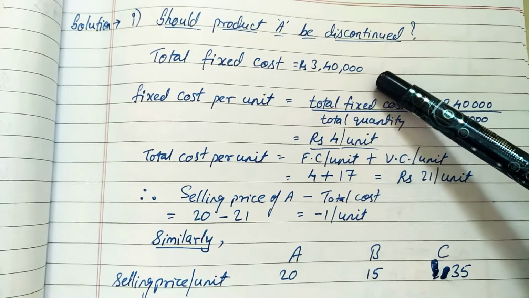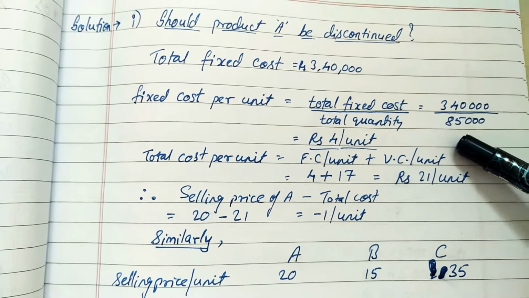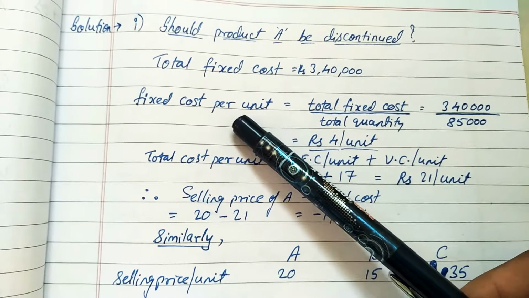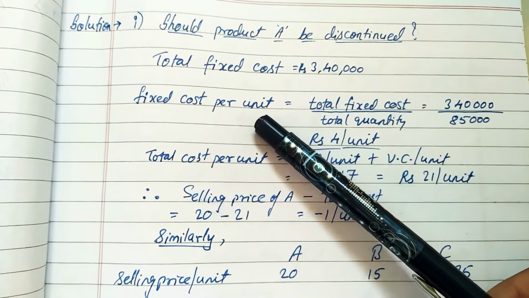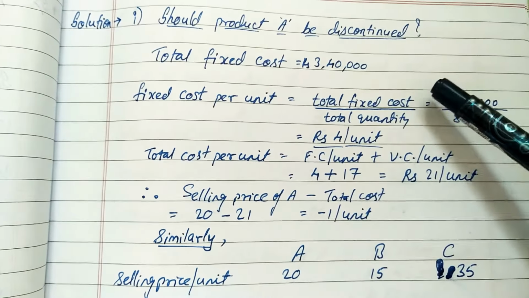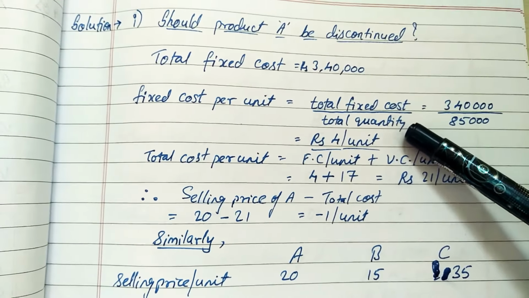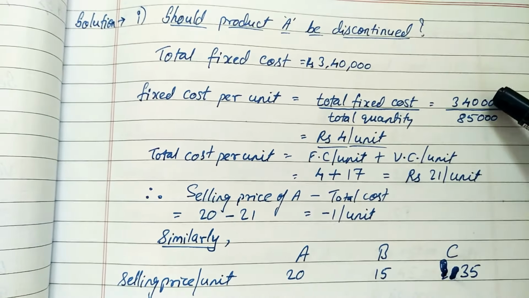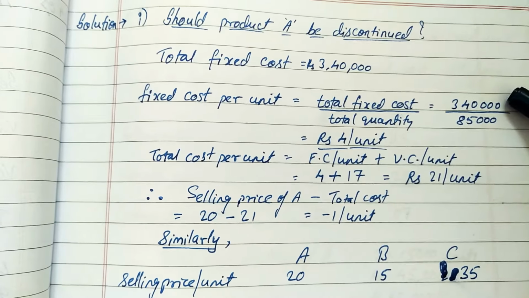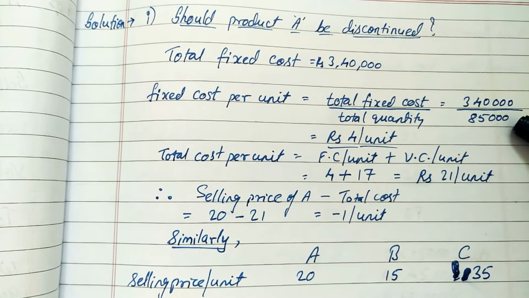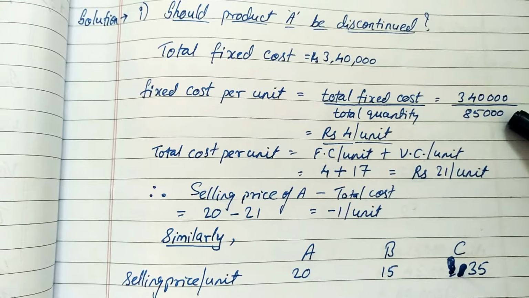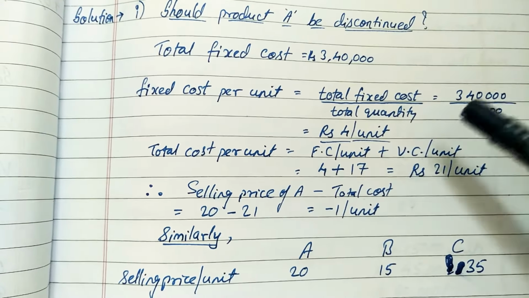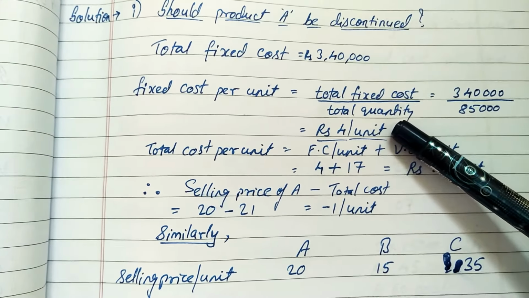Okay, and the total fixed cost given to us is 3,40,000 rupees. Now the fixed cost needs to be ascertained to each unit produced in the company. So we will have to divide the total fixed cost by the total quantity produced of all the products combined. So we divide 3,40,000 rupees of fixed cost by 85,000 units, which is combined of all the products A, B and C. When we divide this, we get the value as 4 rupees per unit.